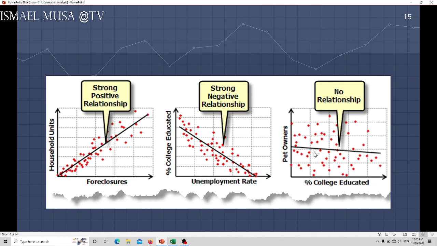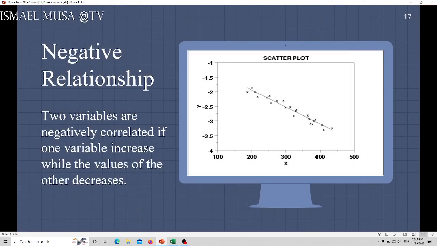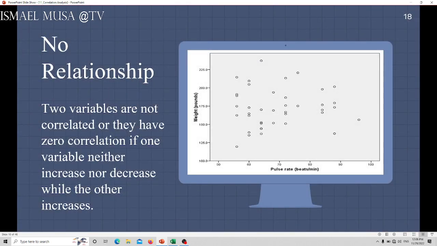Okay? Well, when you come up with a scatter diagram and the points are dispersed, and some are attached to the line, but many are far from it, so there are many outliers, shall I say. So in this case, you say no relationship. Okay? So, this is what we mean by positive relationship. Two variables are positively correlated if the two variables both increase, or both decrease. So, if one value increases, so does the other. If one variable decreases, so does the other. Okay? Negative relationship: if one value decreases, the other value increases. So there is an inverse relationship in that case. This one is when we say there's no relationship.